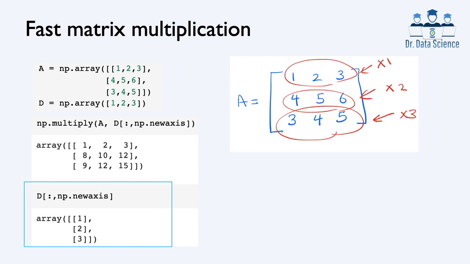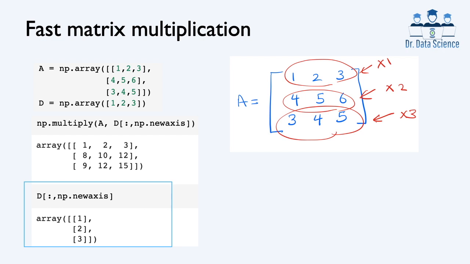D with np.newaxis. What this does is broadcast 1 to the first row, so now we get 1, 2, 3. And then the second element of D, which is 2, is broadcast to the second row of A. That's where we get 8, 10, 12. And similarly for the last row, we get 3 multiplied by each element of the third row, so we get 9, 12, and 15. And here I have also printed D with np.newaxis to show you that now this is a two-dimensional array.